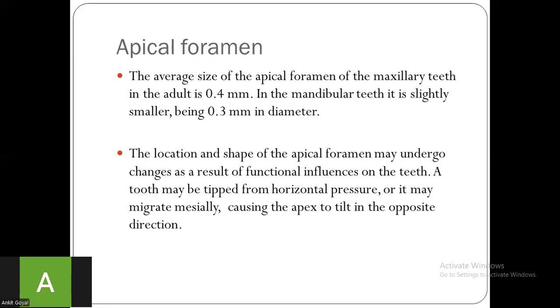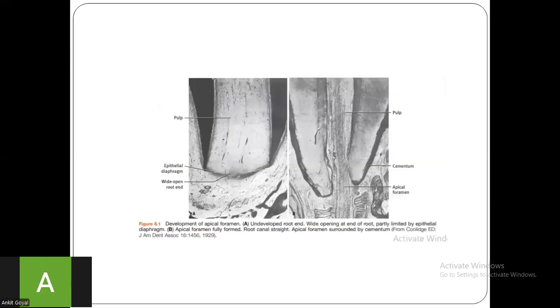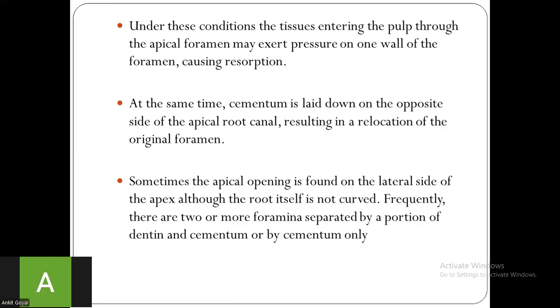The location and shape of the apical foramen may undergo changes as a result of functional influence on the teeth. A tooth may be tipped from horizontal pressure, or it may migrate mesially, causing the apex to tilt in the opposite direction. So this is the diagram showing the parts of the pulp and the apical foramen. Under these conditions, the tissue entering the pulp through an apical foramen may exert pressure on the wall of the foramen, causing resorption. At the same time, cementum is laid down on the opposite side of the apical root canal, resulting in the relocation of the original foramen.